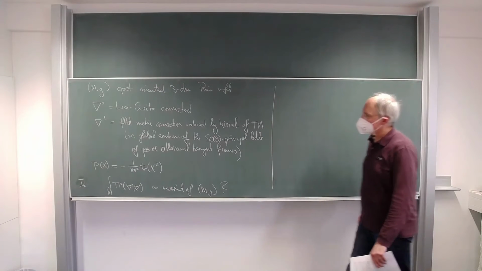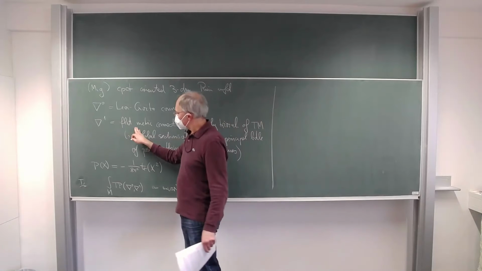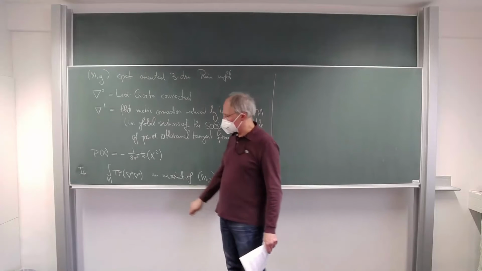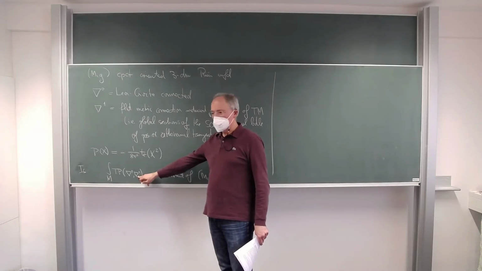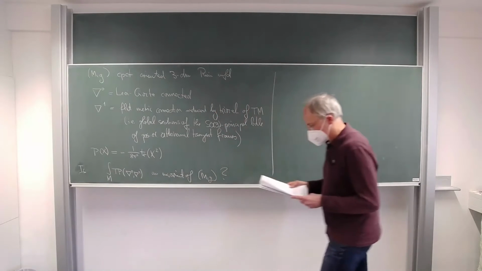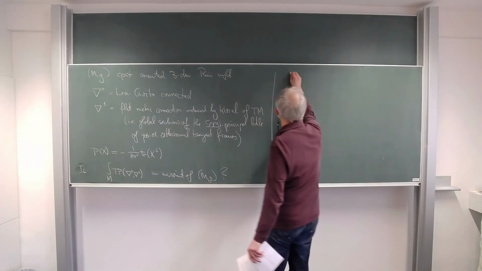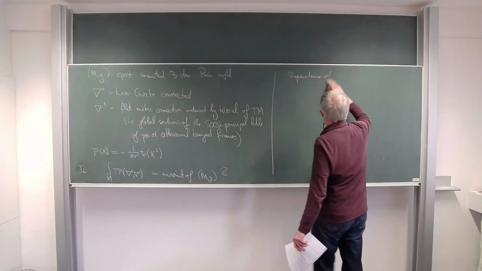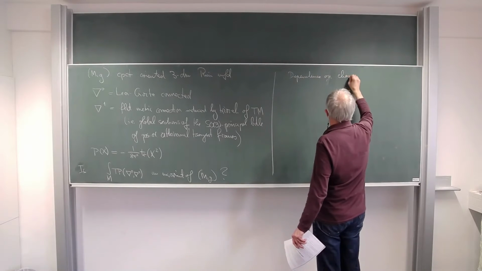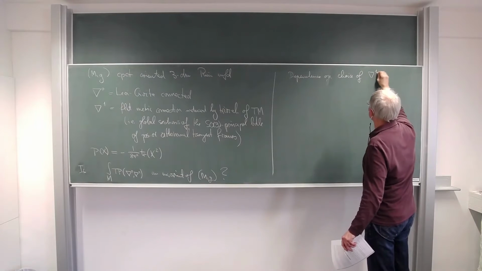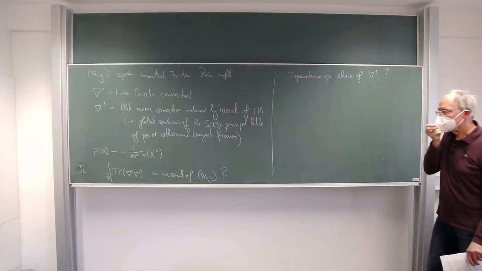Well, this choice of flat background connection is of course arbitrary. And if we want to answer this question, we must investigate to what extent this integral depends on the choice of flat background connection nabla 1. So that's what we need to do. So what's the dependence on the choice of this nabla 1, this flat background connection?